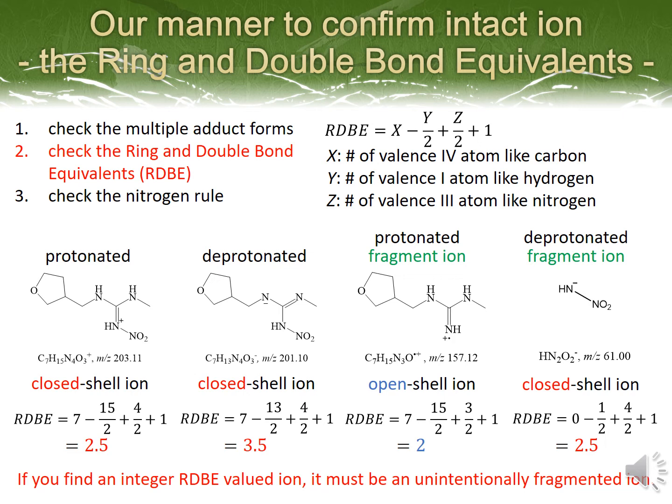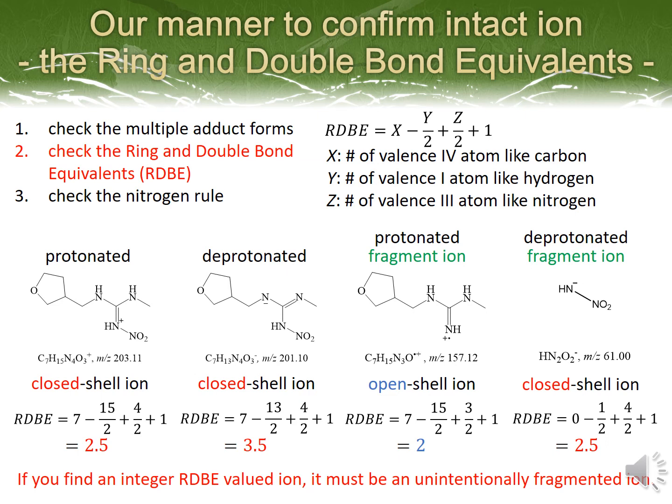If you find an integer RDBE valued ion in spite of ionizing by an API source, it must be an unintentionally fragmented ion. So you must explore its intact molecular related ion. Please be notified that a closed shell fragment ion also has an RDBE ending with 0.5. An RDBE ending with 0.5 is not the evidence of an intact molecular related ion.